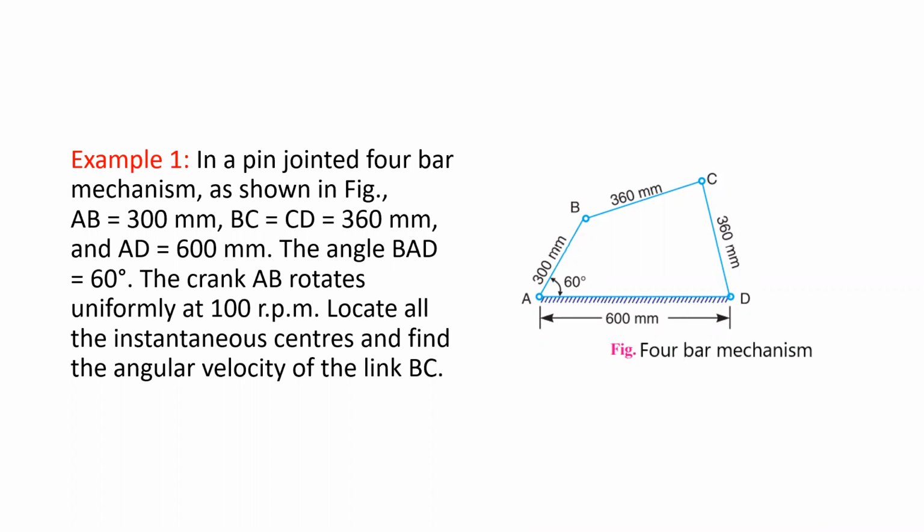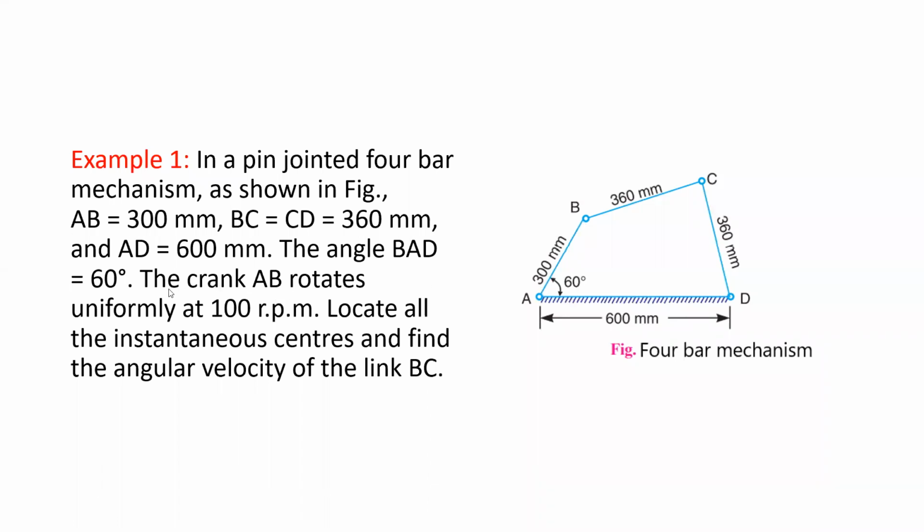So let us see how to solve this. So first of all, you have to write the given data. What is given in the data? First is that the length of different links are given. Like what is the length of AD, AB. Okay. Then what is the angle between these, BAD.